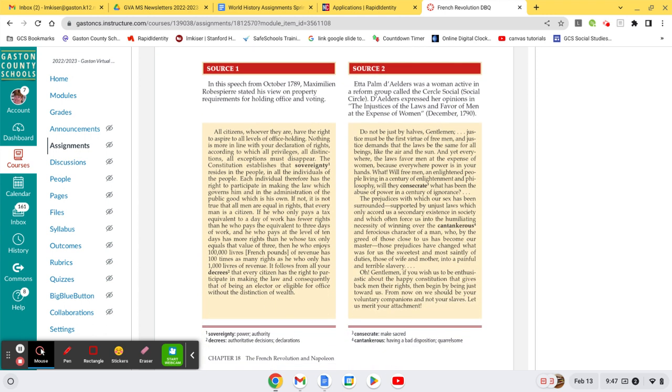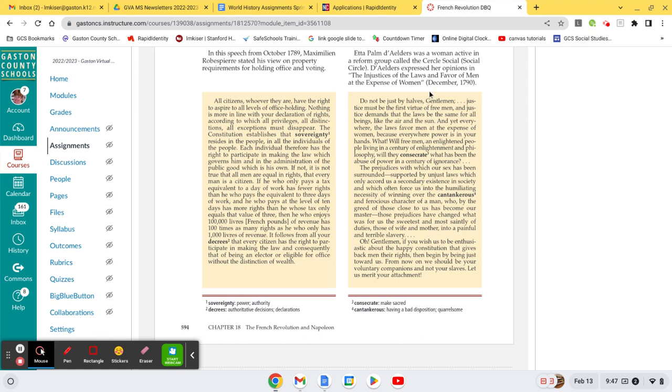And then you're going to look at these 2 written sources. This is from Robespierre in 1789, and this is what he thought about voting rights and who should technically be a citizen. Then you're going to look at this lady, Etta Palm d'Aelders, a female activist during the same time in history, in 1790, and this is what she believed.